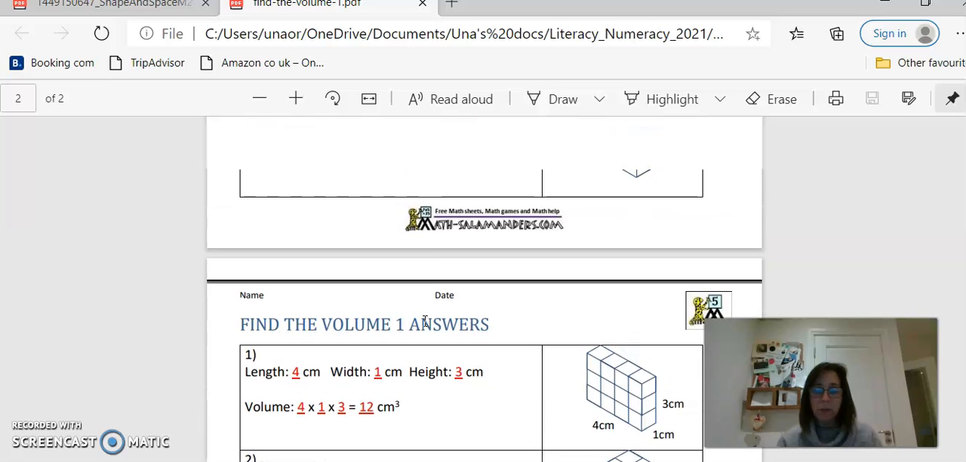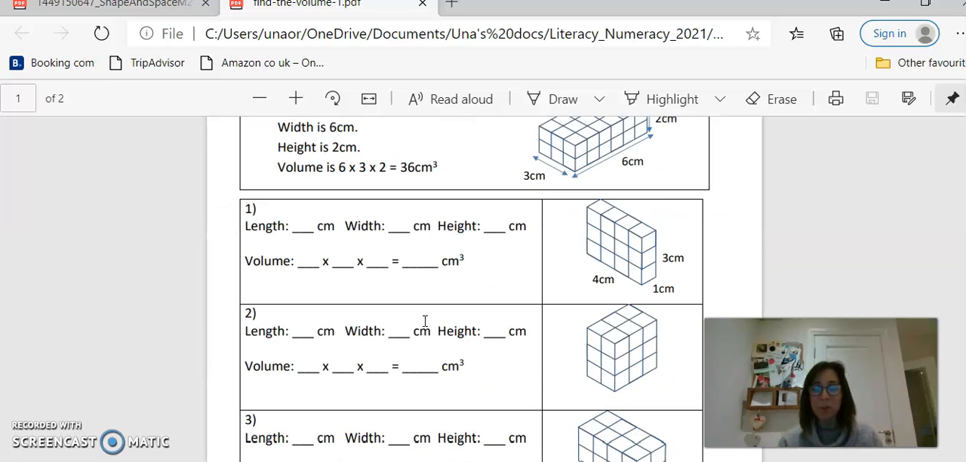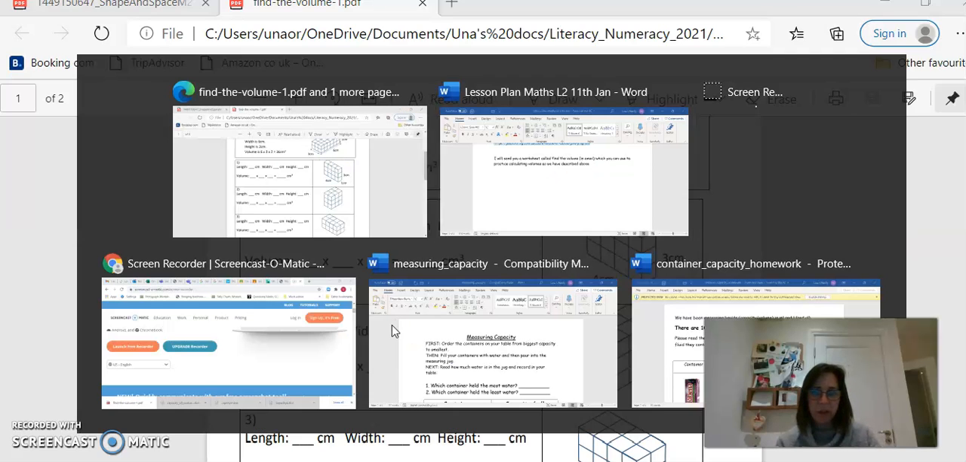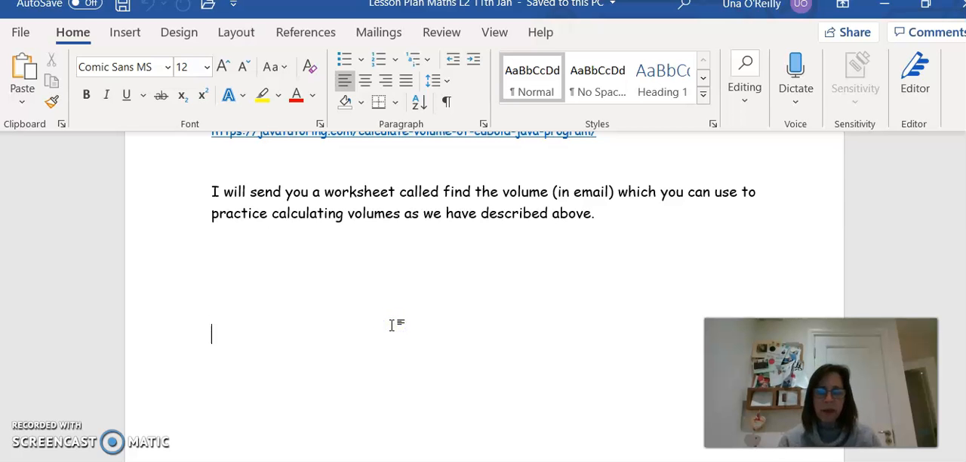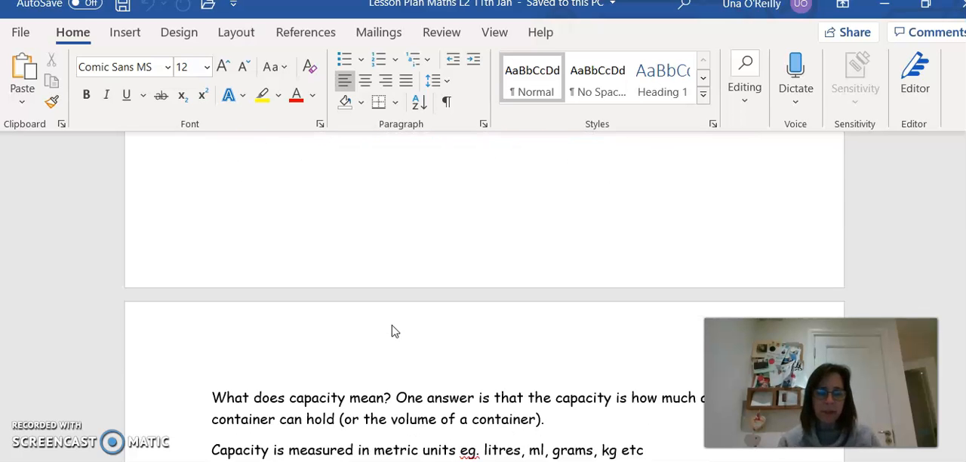There are answers there. Please don't look at the answers until you've tried it, but if you're getting stuck, do go ahead and look at the answers, okay? So that is the first worksheet. Okay, let me see what's next.